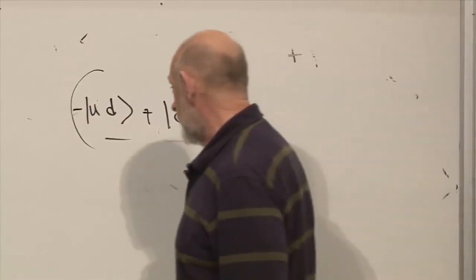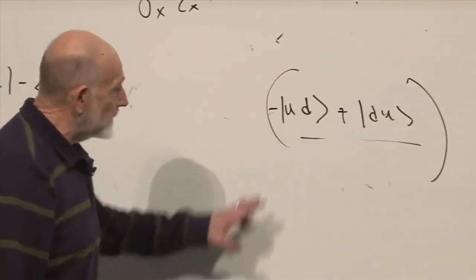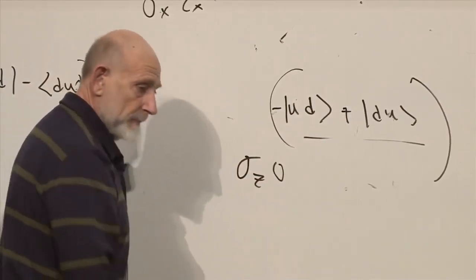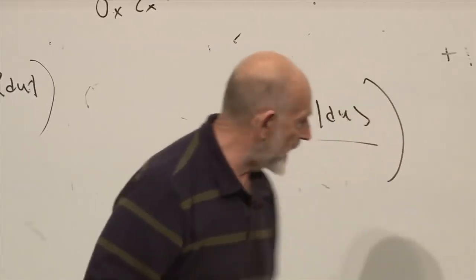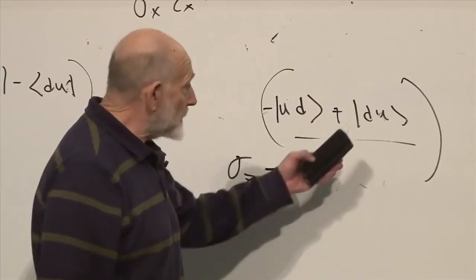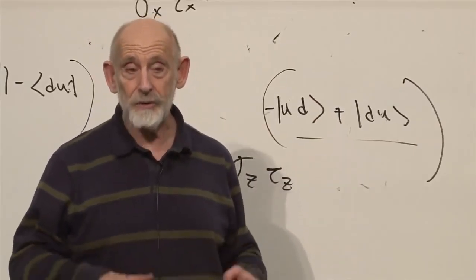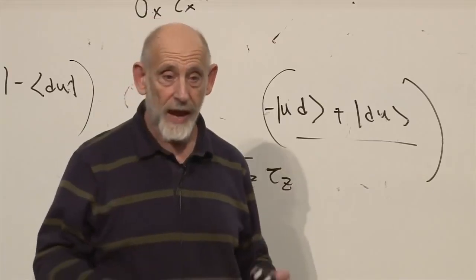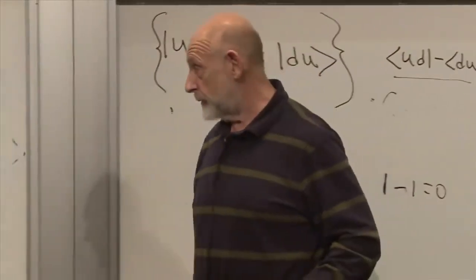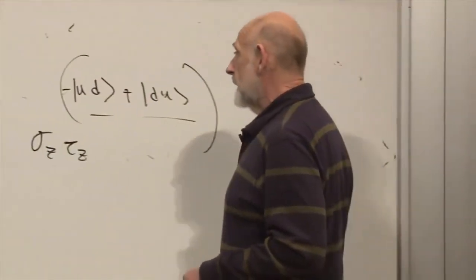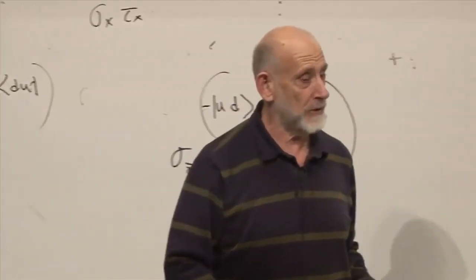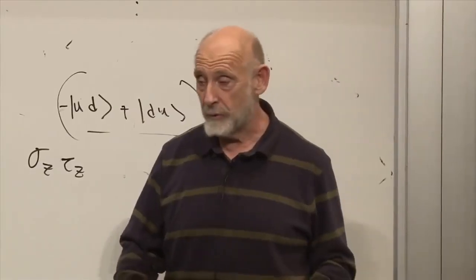In fact, if you think about it, this state is an eigenvector of sigma z times tau z. What's the eigenvalue? -1. So in fact, this state is a state in which if you measured the product sigma z tau z, you would get -1 every single time. So the expectation value is -1. Nevertheless, the expectation value of the individual sigma z's and tau z's is 0.